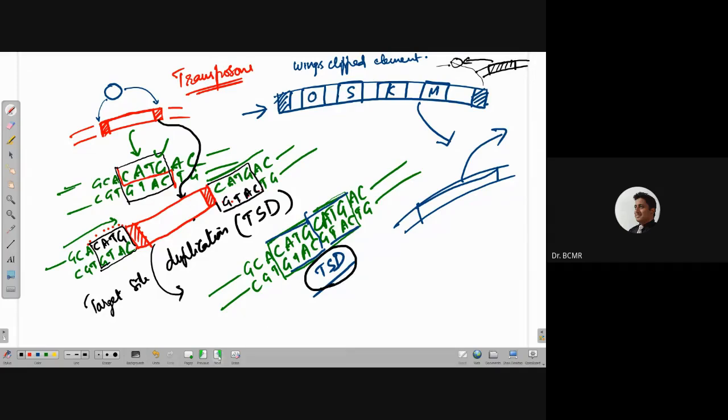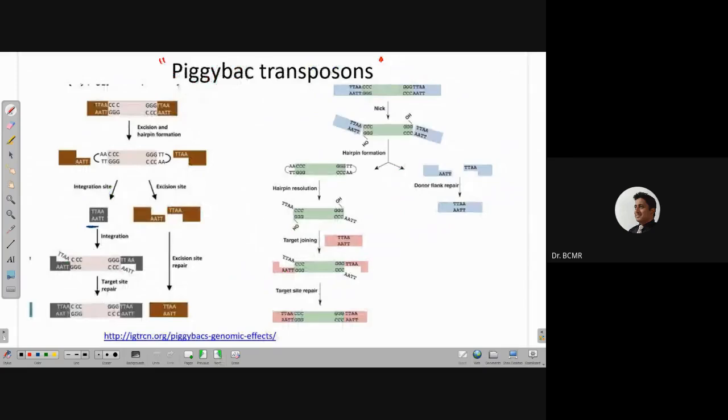So for that, there is a nice transposon called the piggyBac transposon, and they are fantastic because they do not leave a target site. There is target site duplication, but when they are cutting out of that place, they restore the sequence to its original state. We will see that now.